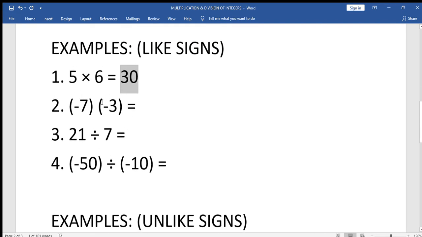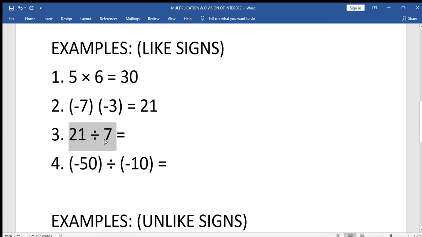Again, let us try to settle for number 2. We have here two the same signs. The signs are both negative. Again, the principle, if we have two integers being multiplied with the same sign, the result must be positive. So here, negative 7 multiplied by negative 3, this is definitely equal to positive 21 or 21. That's the product. Okay, third example, we have 21 divided by 7.